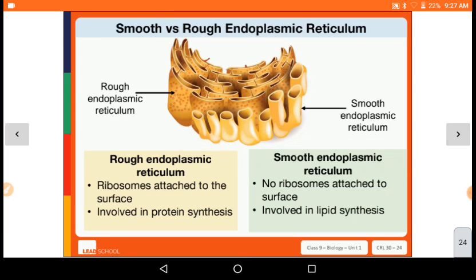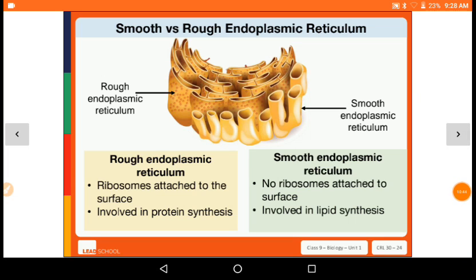So that is rough endoplasmic reticulum. If we see the difference, ribosomes are attached to the surface of rough endoplasmic reticulum. This dot-like structure on the backside of the endoplasmic reticulum is ribosomes, and it is attached to it. That's why it makes it rough. And here no ribosomes are attached to the surface. That's why it is smooth. And we know that ER contains protein and lipid. So the rough part is involved in protein synthesis, and the smooth part is involved in lipid synthesis.